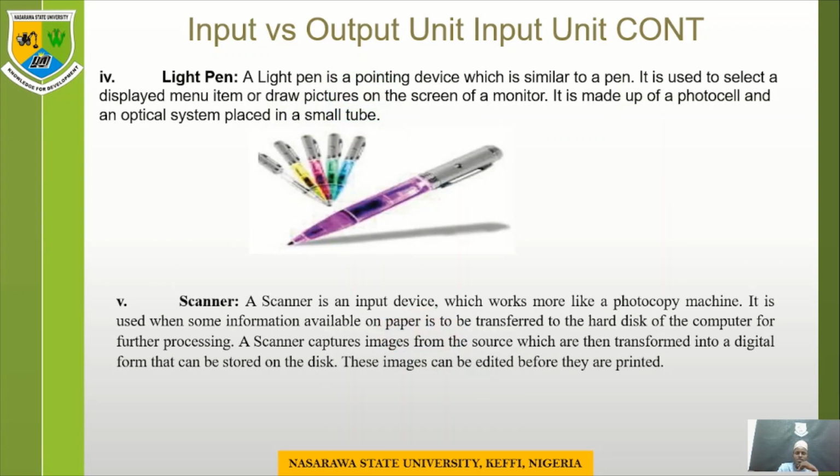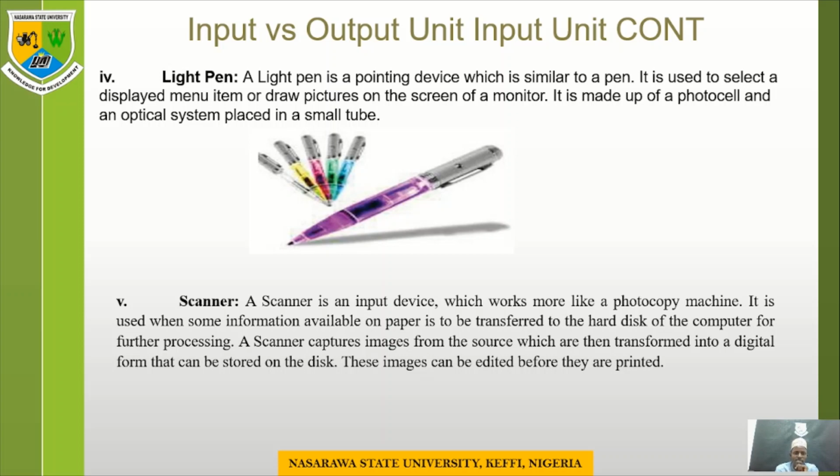Then the light pen is also an input device. A light pen is a pointing device which is similar to a pen. It is used to select a displayed menu item or draw pictures on the screen of the monitor. It is made up of a photocell and an optical system placed in a small tube. There was a phone we were using before that had something at the side like a pen. You used it to operate the phone before we started using our hand. So it's similar to this light pen which we use on the screen of the computer.